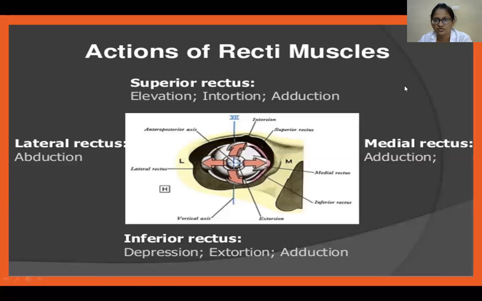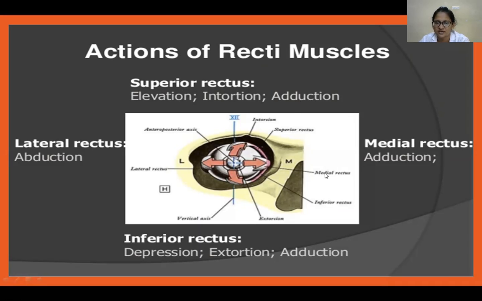Okay, next coming to the action of the rectus muscle. The superior rectus muscle helps in the movement of elevation, intorsion of the eyeball, and adduction of the eyeball. Okay, these are the movements occurred by the superior rectus.